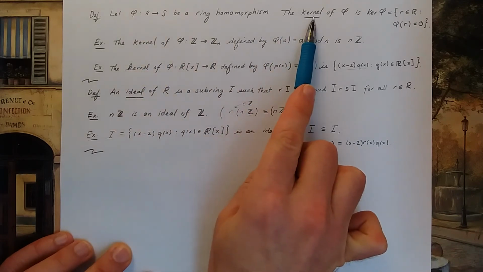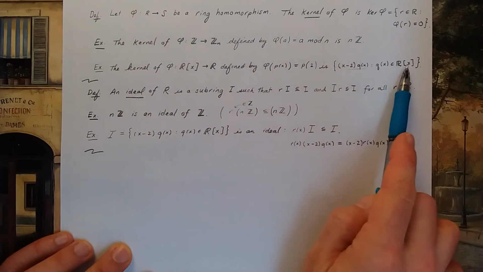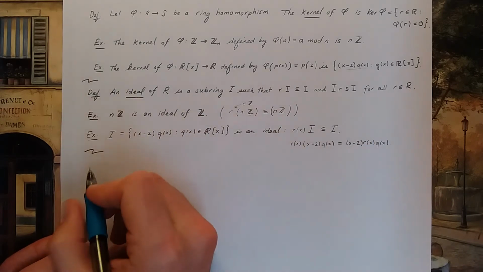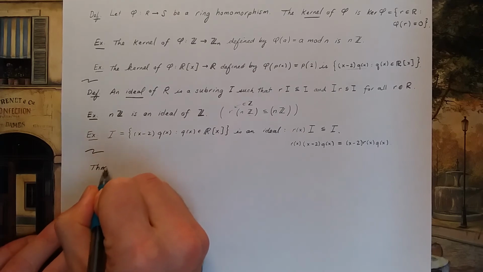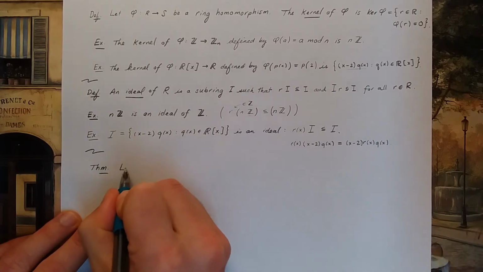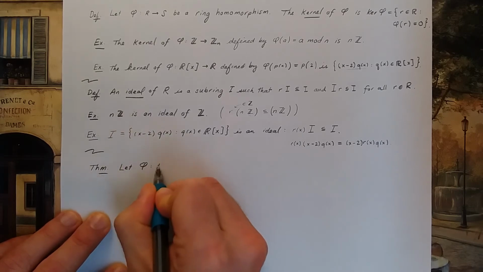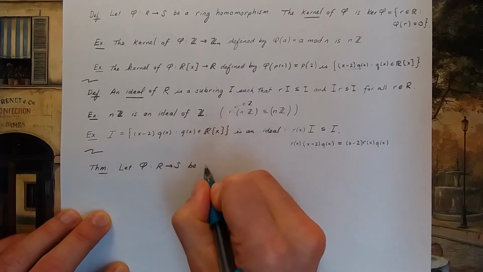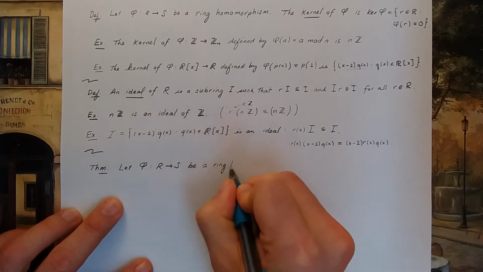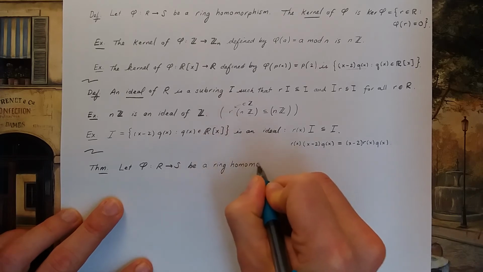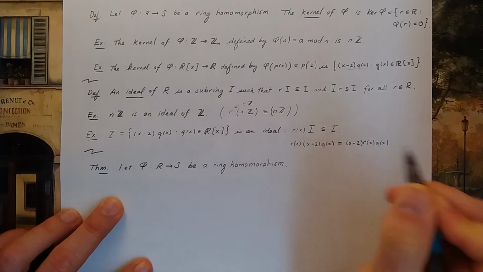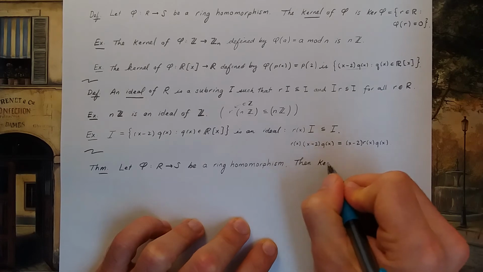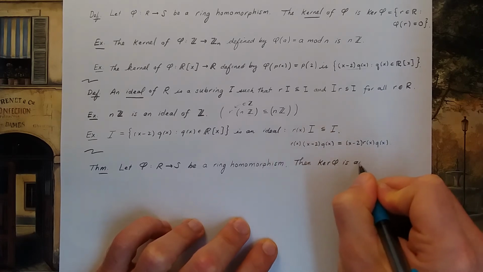I defined kernel. I had two examples. The kernels both happen to be ideals. That's a general theorem. So we'll end this video by stating and proving the theorem. Let phi go from R to S be a ring homomorphism. Then the kernel of phi is an ideal.